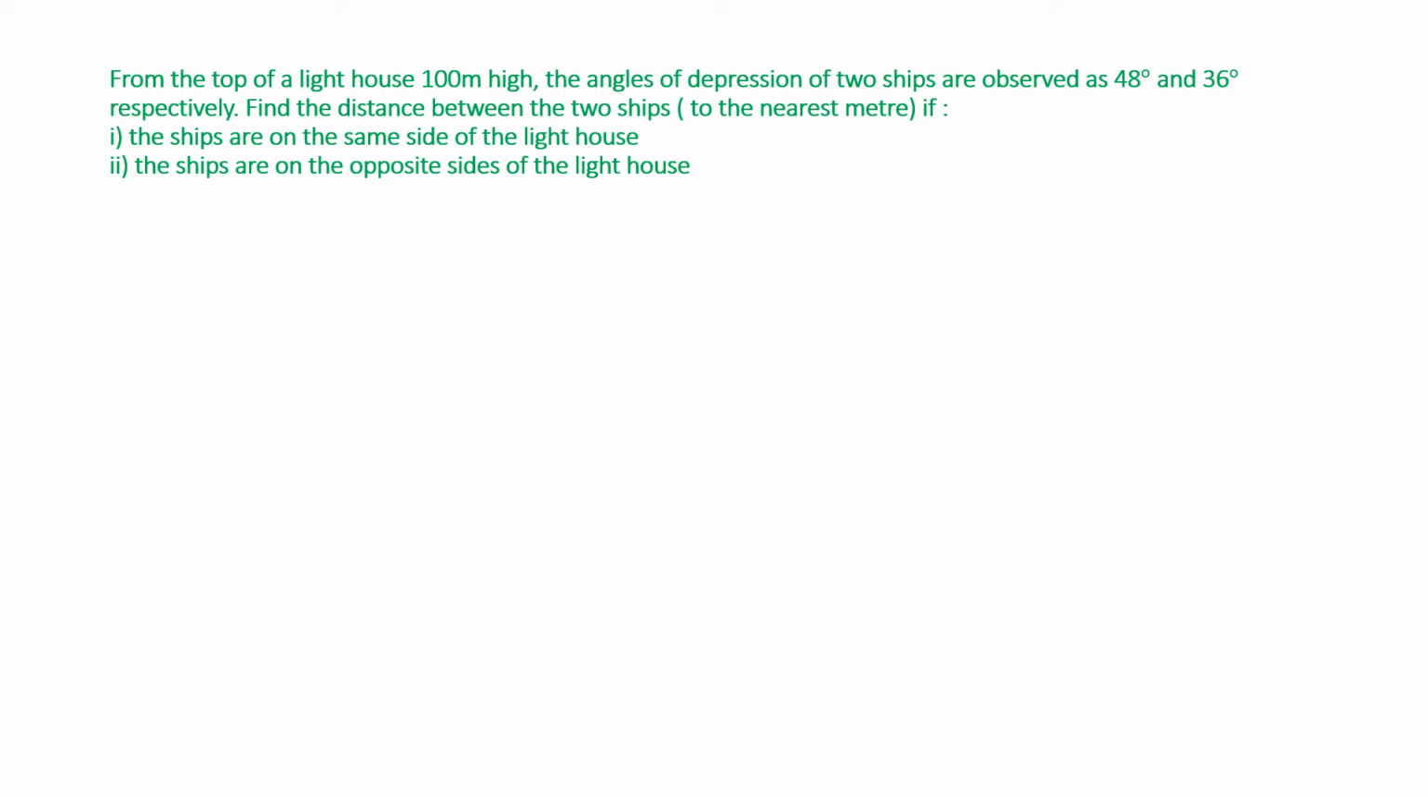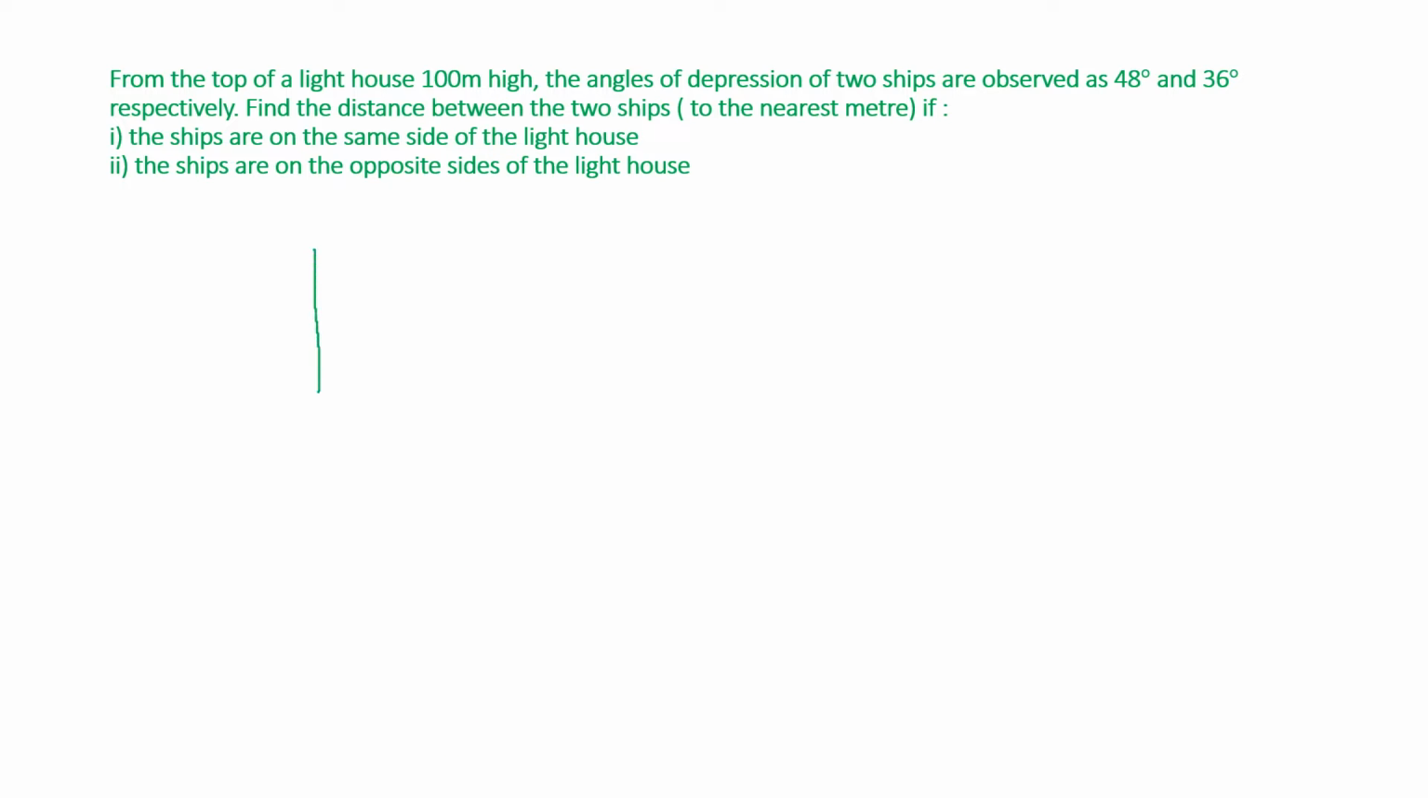From the top of a lighthouse, 100 meters high, the angles of depression of two ships are observed as 48 degrees and 36 degrees respectively. Find the distance between the two ships if the ships are on the same side and if the ships are on the opposite sides of the lighthouse.